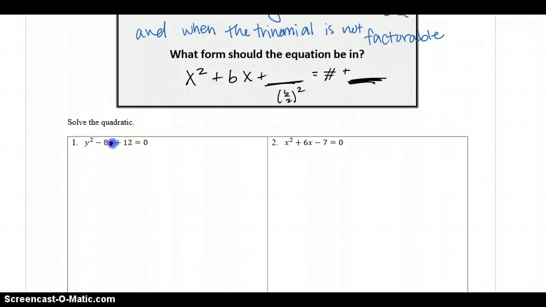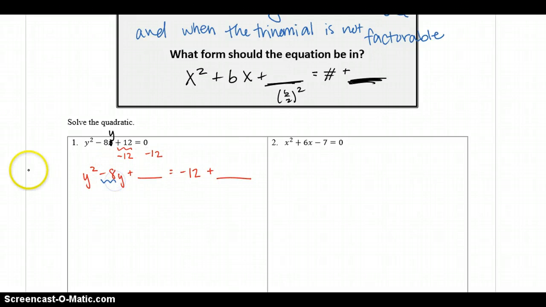Pretend that this is a y and not an x. We have y squared minus 8y plus 12 equals 0. I need to get it in the proper form, and so I need to get rid of this plus 12. That means I'm going to subtract 12 from both sides. So I have y squared minus 8y plus blank now equals negative 12 plus blank. I need to add in b over 2 squared into both of these blanks. My b is negative 8, so negative 8 over 2 squared, that's equal to negative 4 squared, which is 16. So I add 16 to both sides.